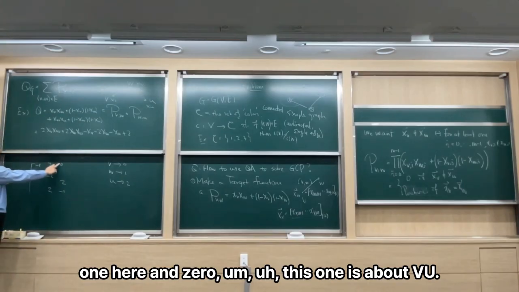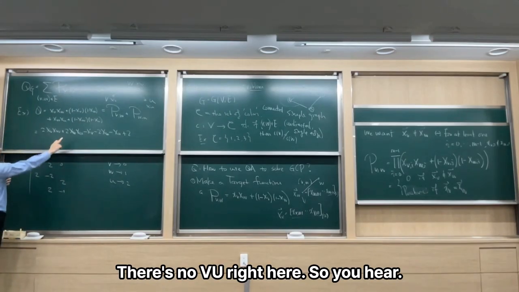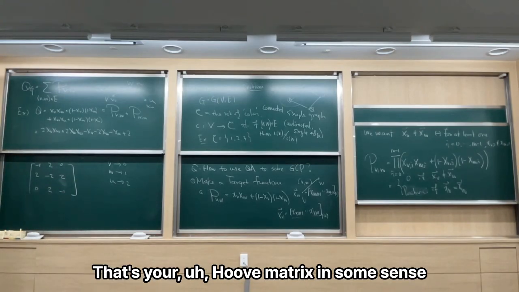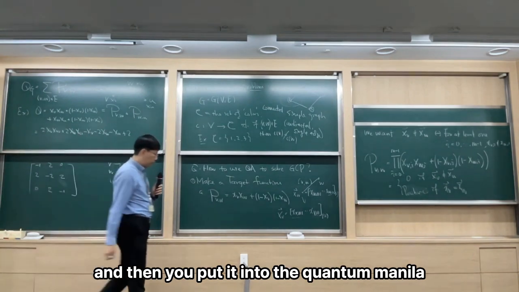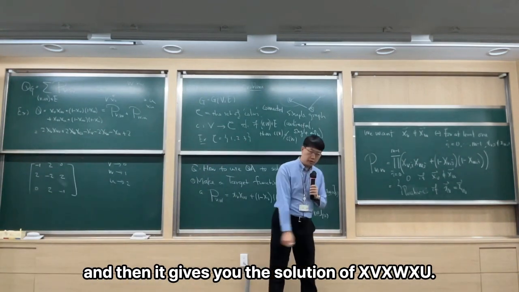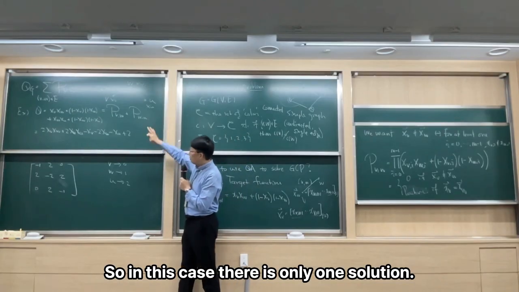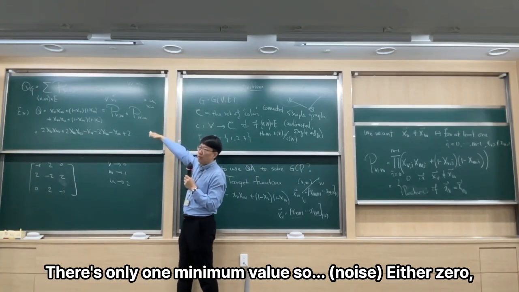This one is about VU. There is no VU, right? Here. That's your matrix, your QUBO matrix in some sense, and then you put it into the quantum layer, and then it gives you the solution of xv, xw, xu. So in this case, there is only one solution. There's only one minimum value.